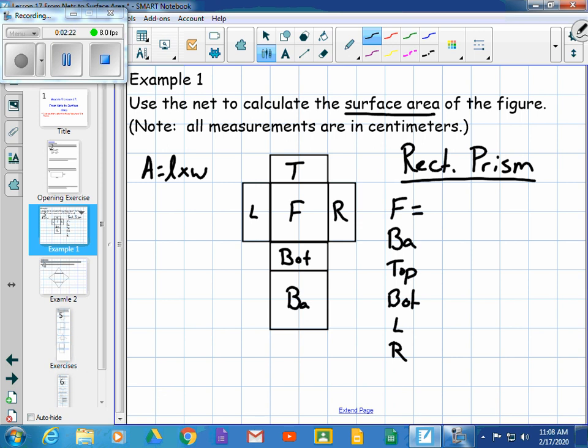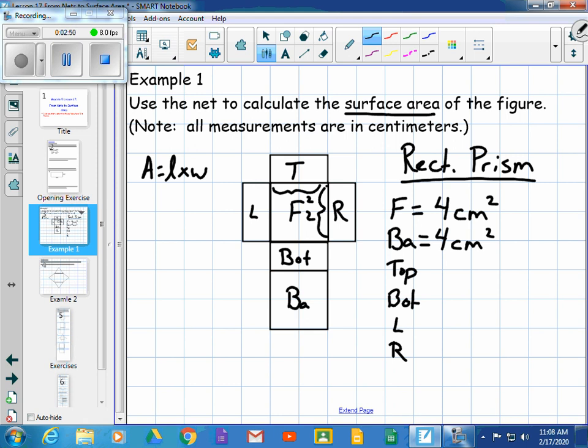My front rectangle, notice it measures 2 by 2. So that tells me 2 times 2 is 4. It has an area of 4 square centimeters. The back, I really don't even need to calculate it because since we have a rectangular prism, the front and the back match. So it also has an area of 4 square centimeters.